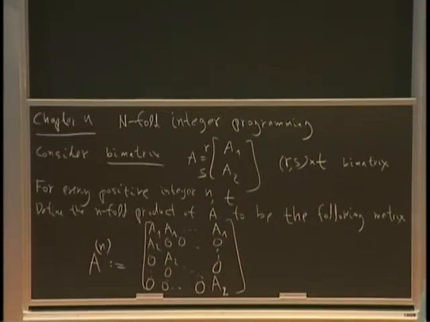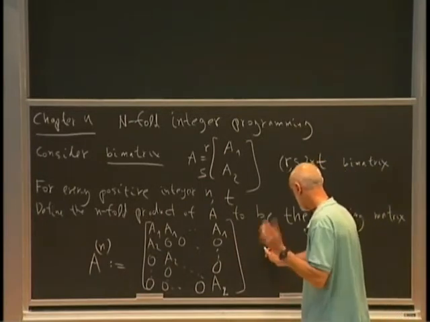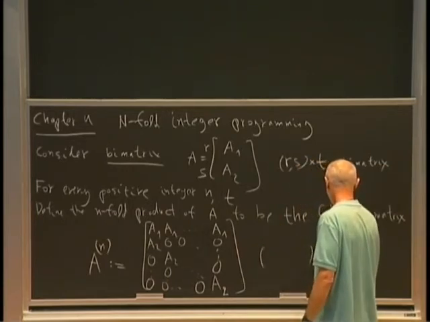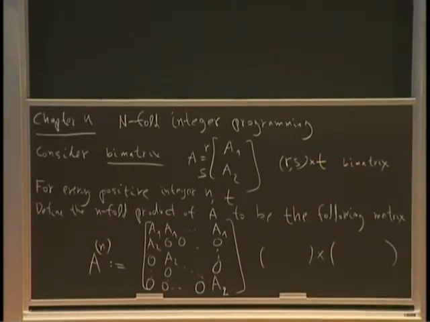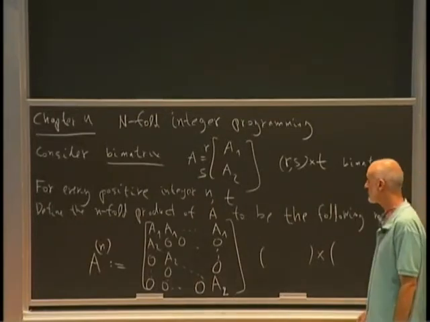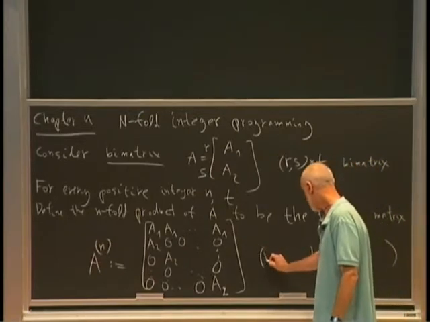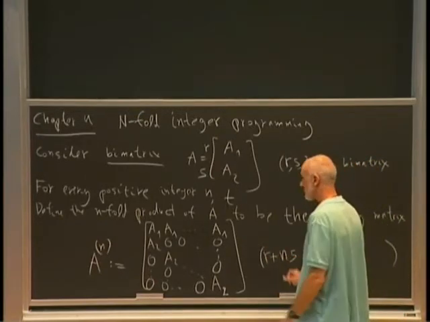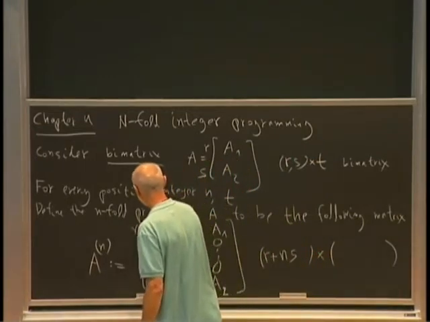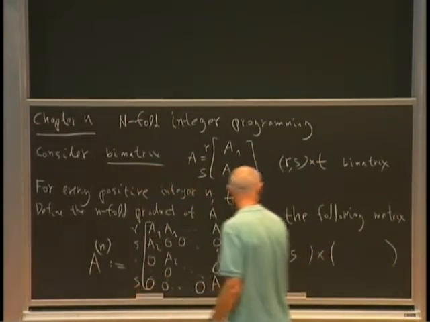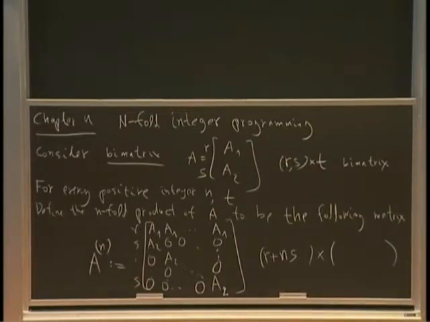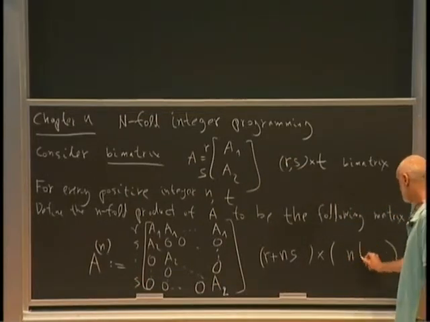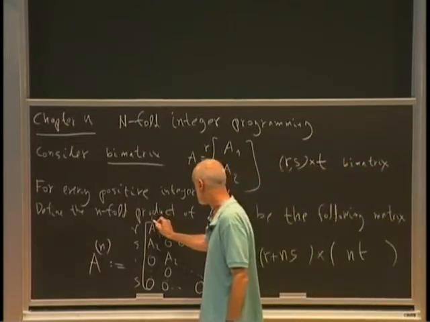So what are the dimensions of this matrix? This is a matrix now, not a bimatrix, so it should have two numbers, the number of rows and the number of columns. What is the number of rows? Easy arithmetic: R plus n times S. You see, R is here, and each one of those is S. S, S, S. And the number of columns is n times T, because there are n copies, and each one of those has T columns.